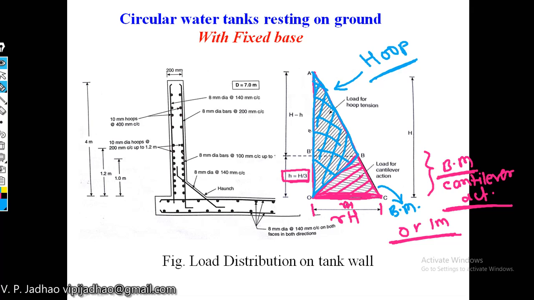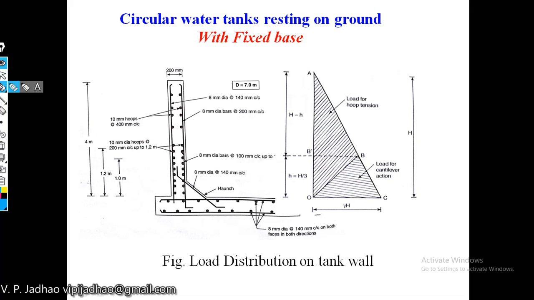So one thing we have to keep in mind: this bending moment is more predominant up to a height of h by 3 or 1 meter from the base, whereas for the remaining portion, hoop tension is more predominant, having the maximum value at this point B. We can calculate these values by using similarity of triangles. You can see here we have small h denoting the height up to which cantilever action is more predominant, and for the remaining height of capital H minus small h, the hoop tension action will be more predominant.